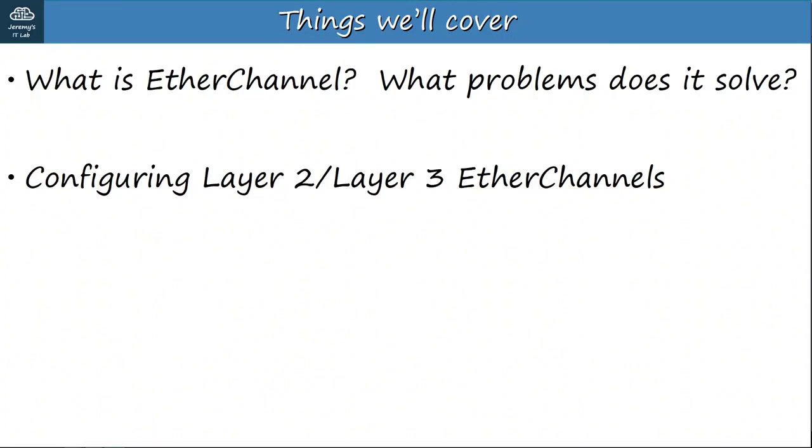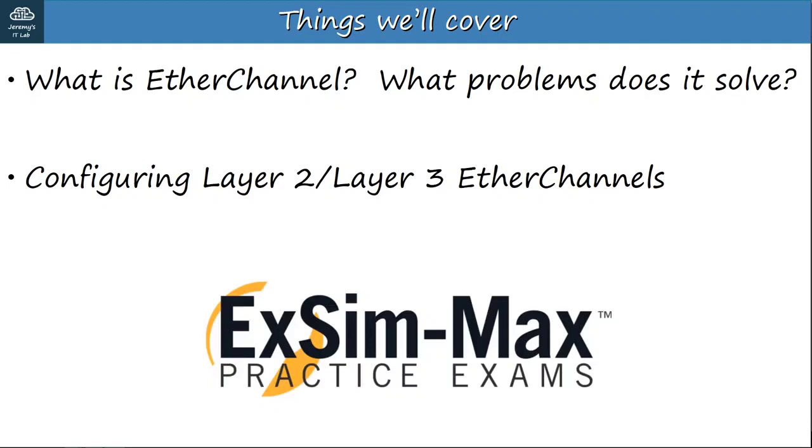A Layer 2 EtherChannel is a group of switch ports which operate as a single interface, and a Layer 3 EtherChannel is a group of routed ports which operate as a single interface, which you assign an IP address to because it's Layer 3. Make sure you watch until the end of the video for a bonus question from Boson Software's XSIM, the best practice exams for the CCNA.